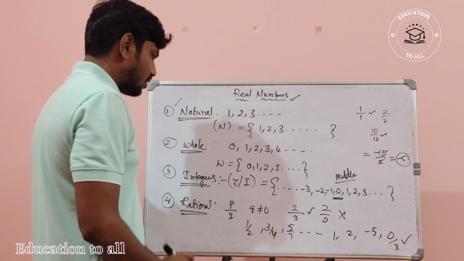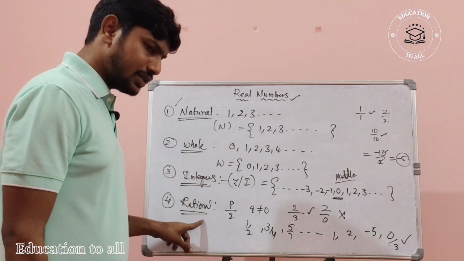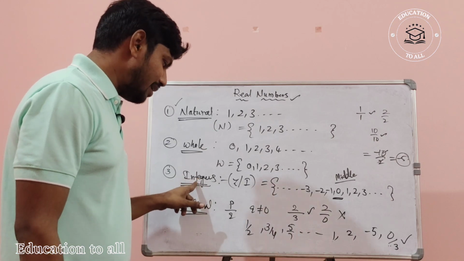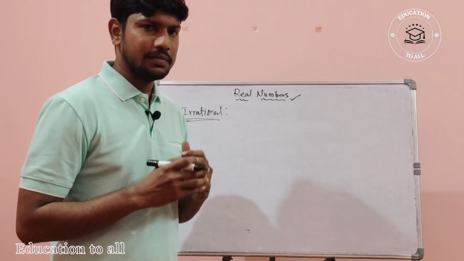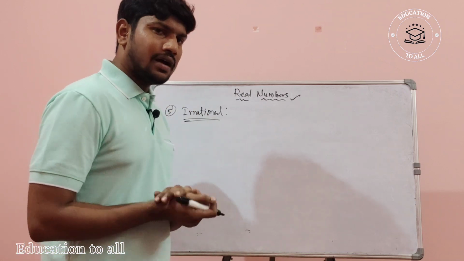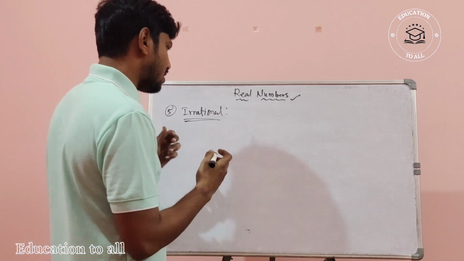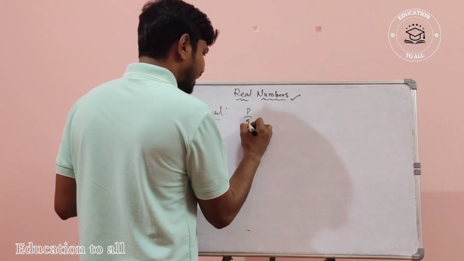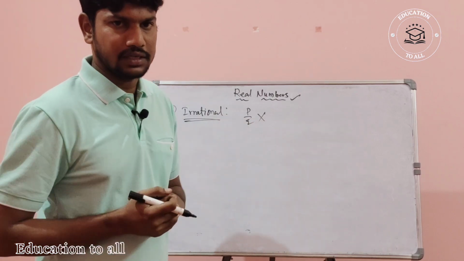From this we can conclude all natural numbers are rational numbers, all whole numbers are also rational, and the negative numbers, so all integers are also rational numbers. What is meant by irrational? It's very simple. Rational numbers are in P by Q form. Irrational numbers are opposite to that. So numbers which are not in the form of P by Q, which we cannot express in the form of P by Q, are called irrational numbers.